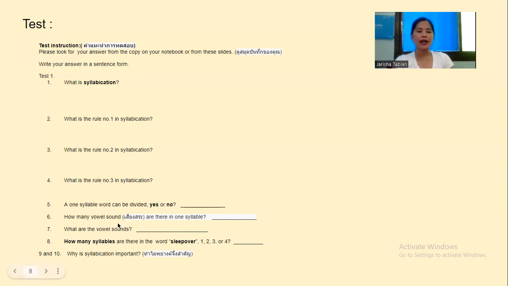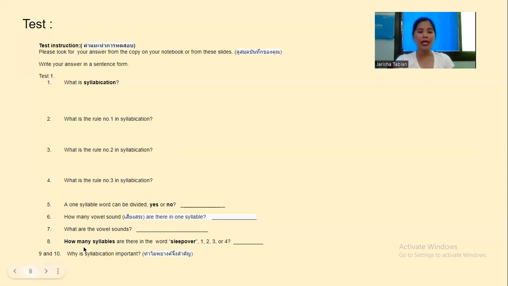Next, how many vowel sounds are there in one syllable? You write it here. Write the number: 1, 2, 3, 4, 5. Number 7: what are the vowel sounds? You have to write it here. There are 5 vowel sounds.